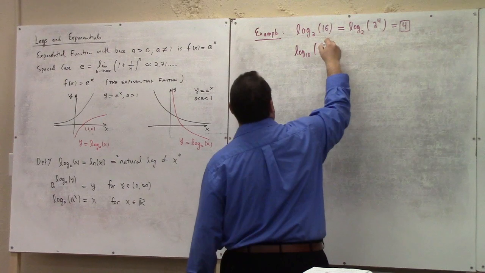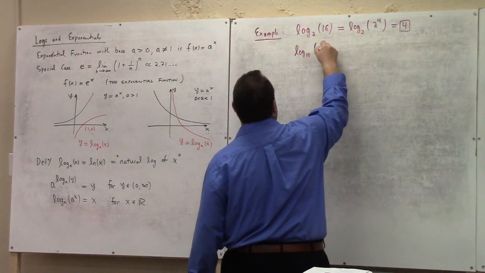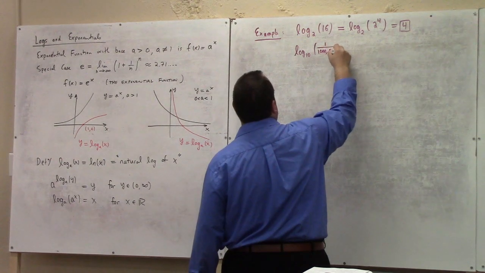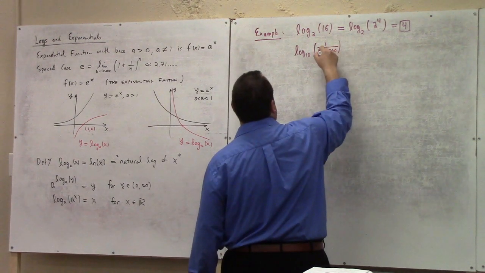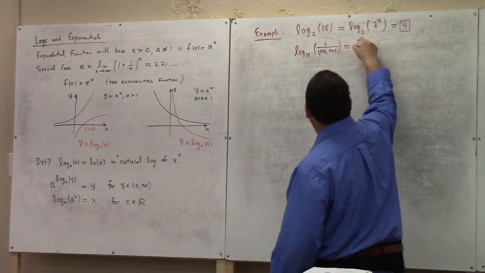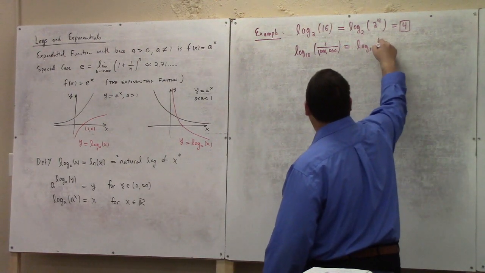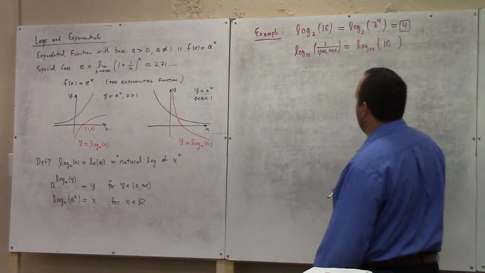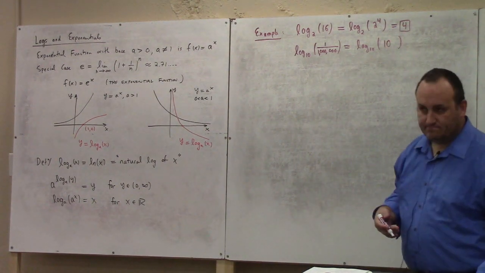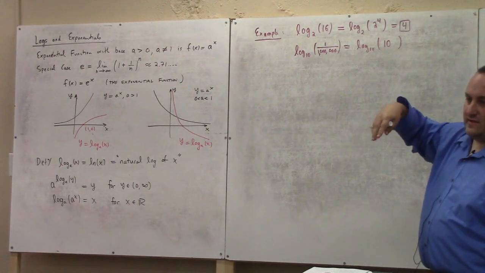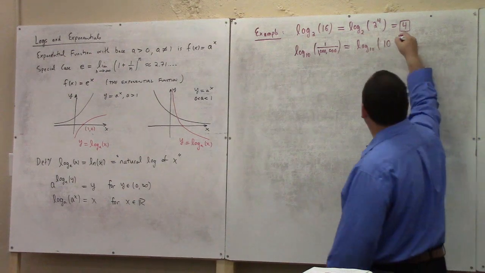What if we had log base 10 of 1 over a million? How could we calculate that? We wouldn't even need a calculator. That's log base 10 of what? 10 to the what? 1 over a million is 10 to what power? 10 to the 6th would be a million, but this is over a million, right? So it's 10 to the minus 6.